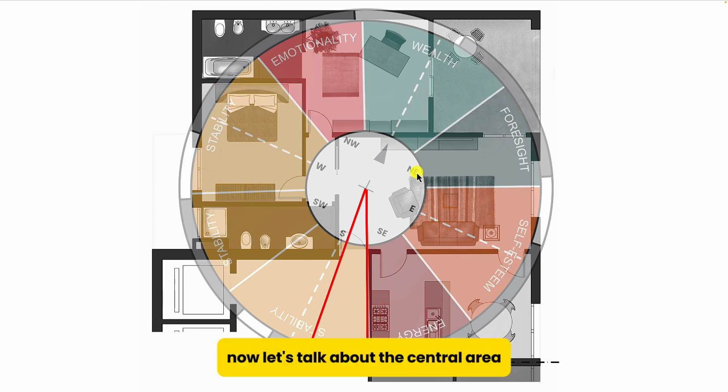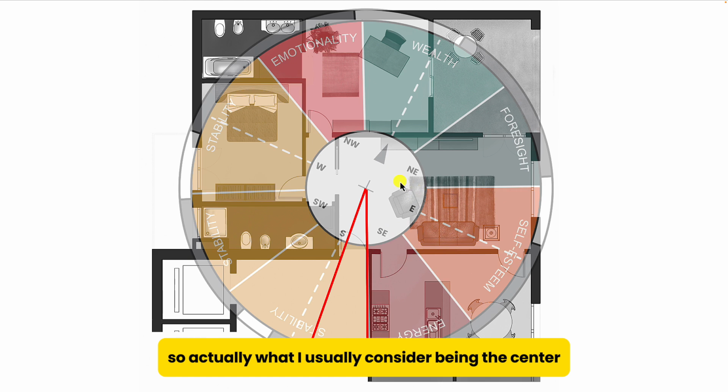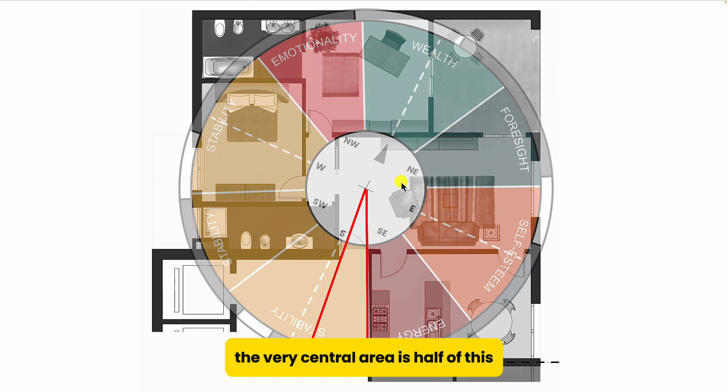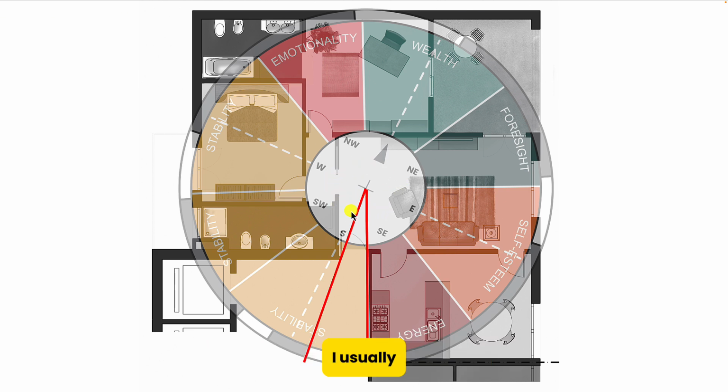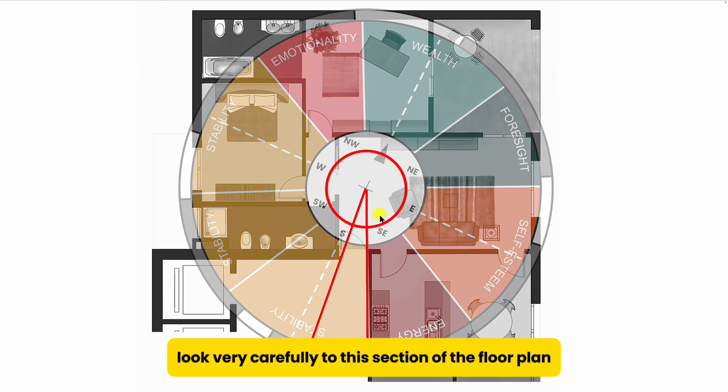Now let's talk about the central area. You see here that the Vastu Compass has also a central area. When you are applying the Vastu Compass to your floor plan, you need to scale it at a reasonable size, like I've done here. If you do that properly, you will have the central area well defined by this circle. So actually what I consider usually being the very central area is half of this. To check the energy of the central area, I usually look very carefully to this section of the floor plan.